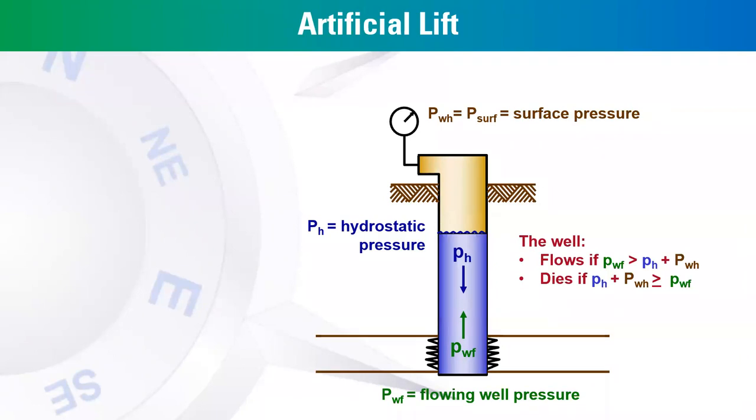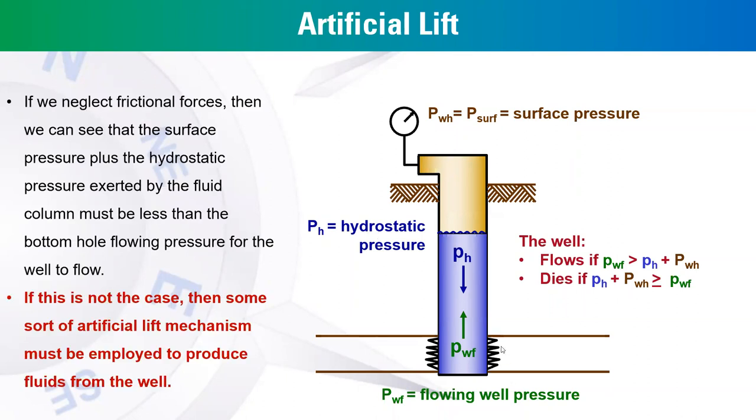If we consider two different scenarios, the first one is the well flowing naturally, where the bottom hole flowing pressure is higher than the applied back pressure on wellhead pressure plus the hydrostatic pressure of the fluid column. While if we have a reduction in bottom hole pressure lower than the summation of wellhead pressure and hydrostatic pressure of the fluid column, in that case the well will require such artificial lift system to restore production.